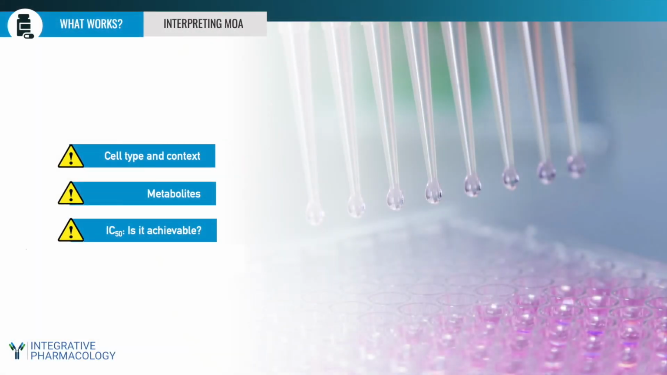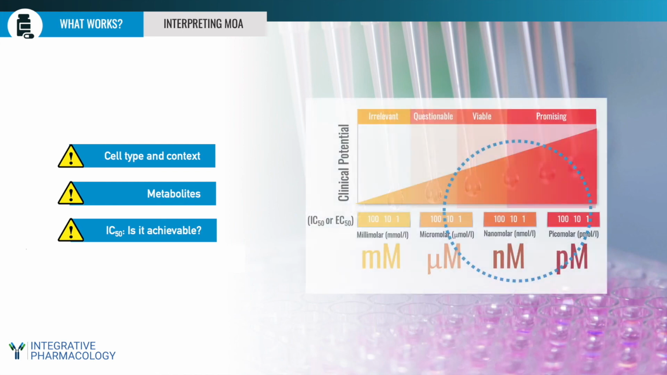So in summary, when you're investigating mechanisms of action in the medical literature, keep these three things in mind: cell type and context, whether the compound is metabolized, and concentration, namely IC50 or EC50. You want to look for micromolar or nanomolar concentrations, preferably nanomolar, and you want to make sure that they don't deviate too far from the plasma concentrations that are achievable in the bloodstream or in the target tissue based on pharmacokinetic studies.